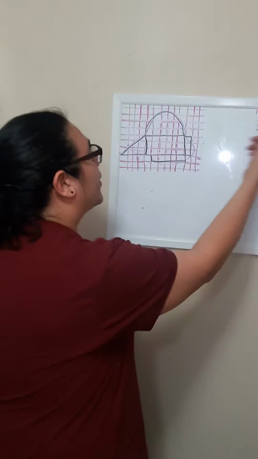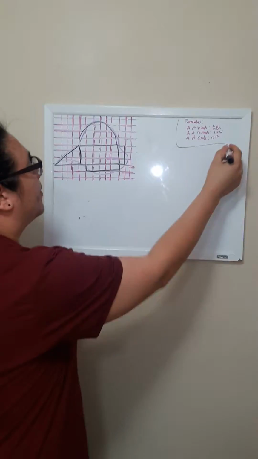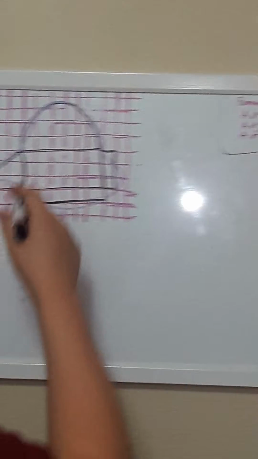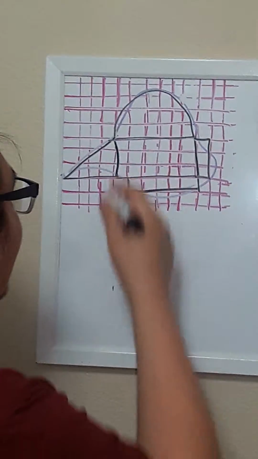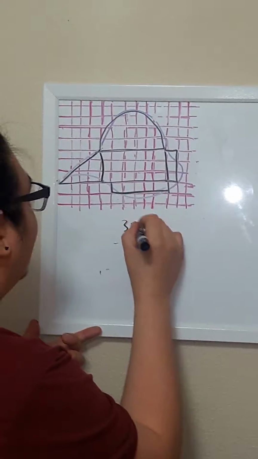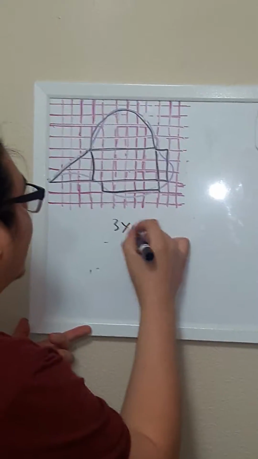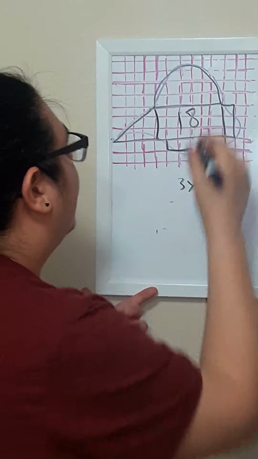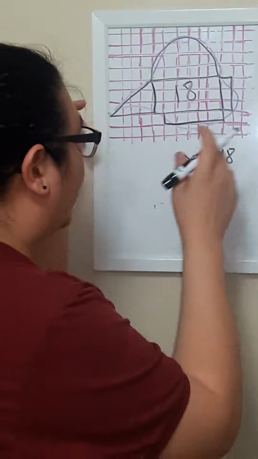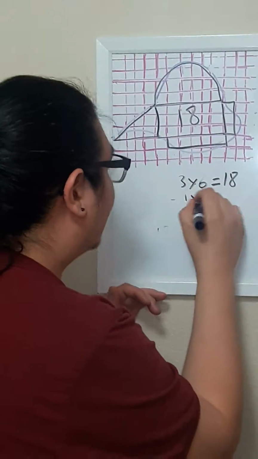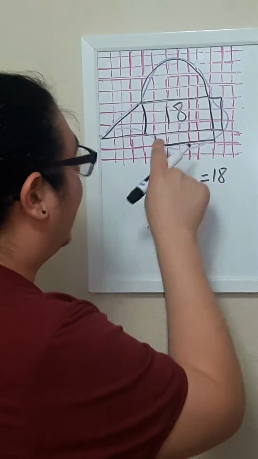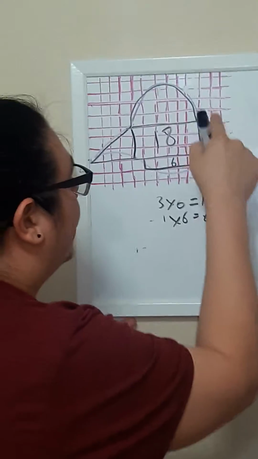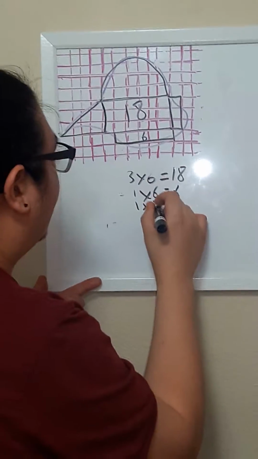So in the middle, if we look at our formula sheet here, we see that the area of a rectangle is length times width. So for the rectangle in the middle here, it looks like we got a width of 3 times a length of 6. So that's going to give us 18. And then right here we have a width of 1 and a length of 6 as well. So that's going to be 6. This one's going to be 1 by 3.